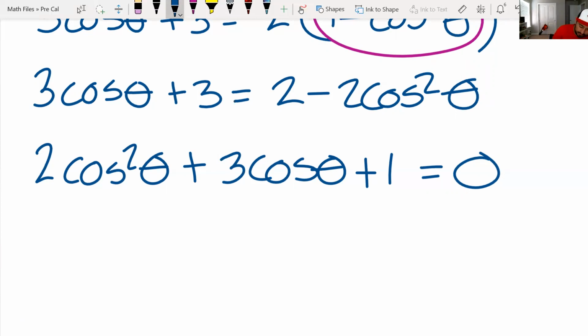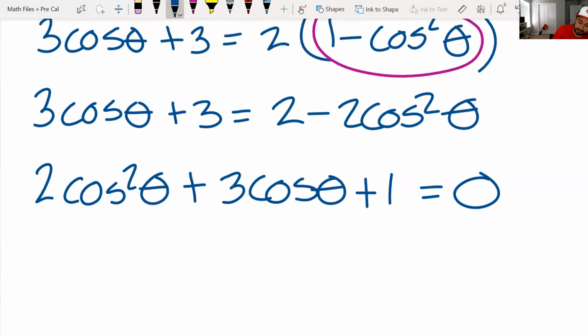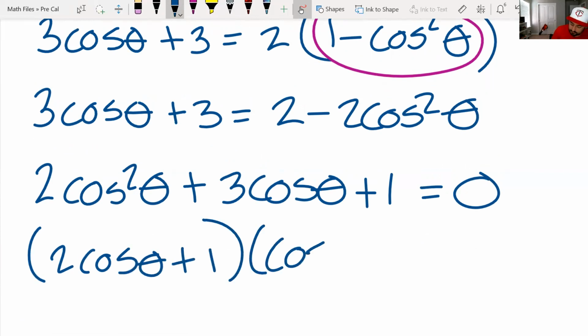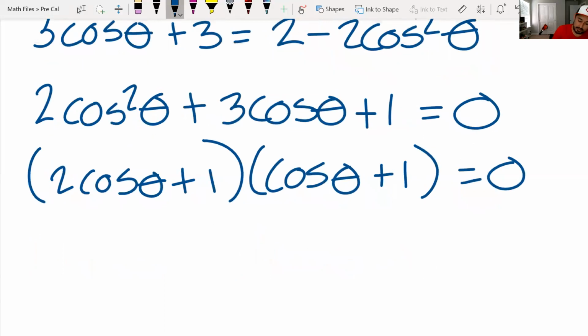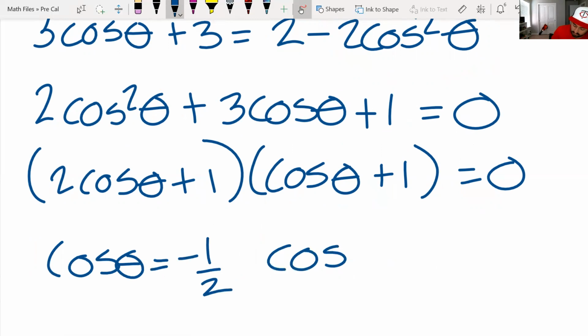Okay, so now this becomes, if we factor it, 2 cosine theta plus 1 times cosine theta plus 1 equal to 0. Then set it equal to 0. You get cosine theta equals -1/2, and cosine theta equals -1.